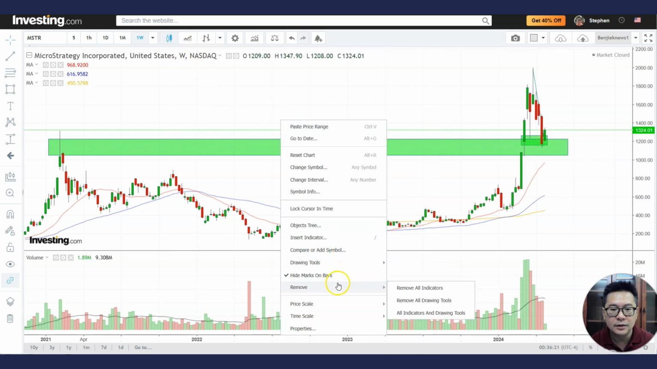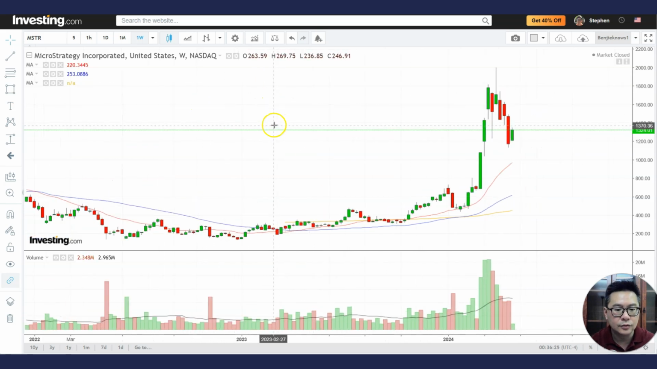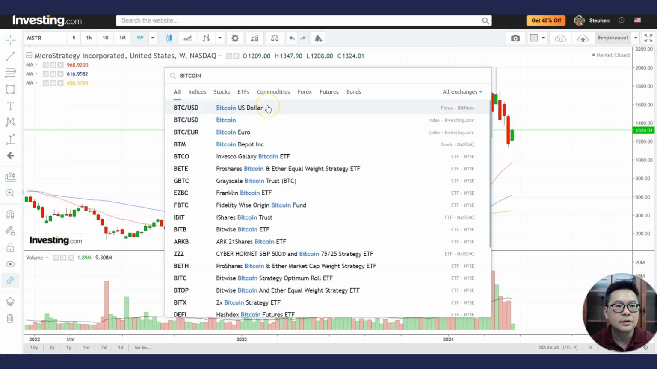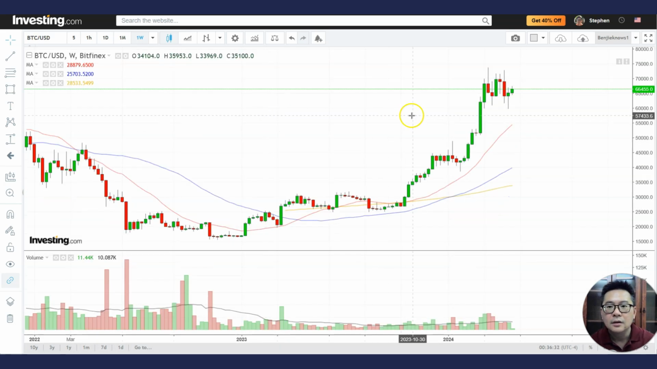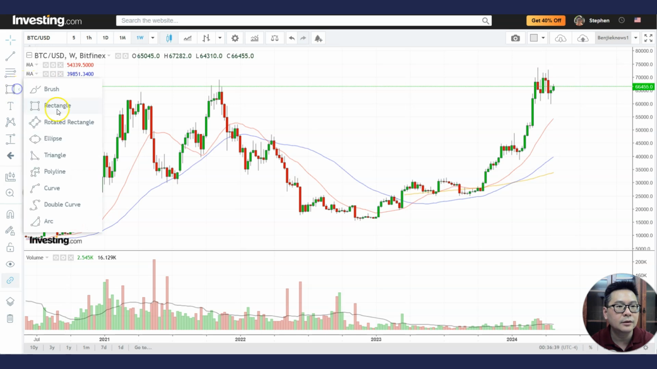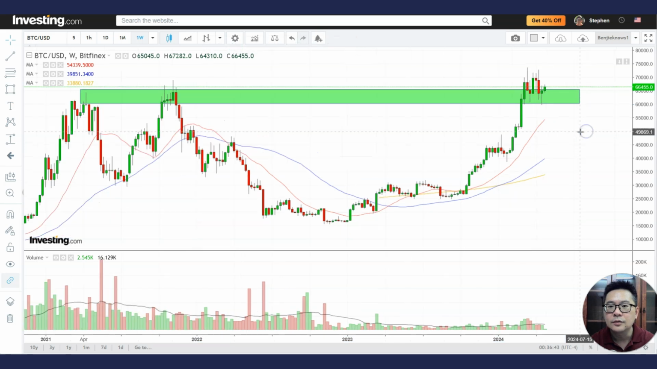Alright, let me just remove all drawings and go to Bitcoin, because MicroStrategy is quite related to Bitcoin. This is a weekly chart of Bitcoin, and you can see there's quite a lot of support here. So it's very likely that Bitcoin might hold. It will not drop because of this support area here. So there is a cushion of support for MicroStrategy as well.